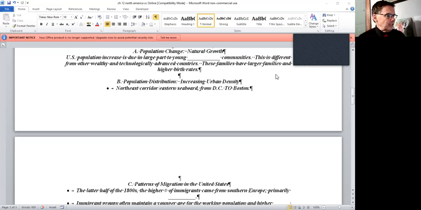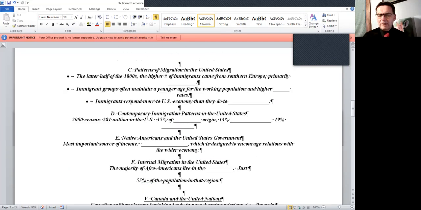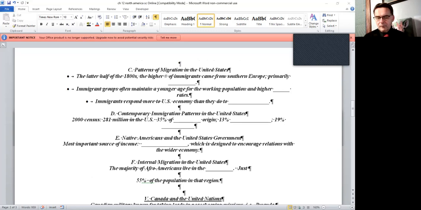Well, patterns of migration. Let's take a look at patterns of migration in the United States. In the latter half of the 1800s, the higher number of immigrants came from Southern Europe, right? Primarily Italy. Immigrant groups often maintain a younger age for the working population, and as I said, higher birth rates. Immigrants respond more to U.S. economics, right, the U.S. economy, than they do to laws and legislation. It's just the way it is.